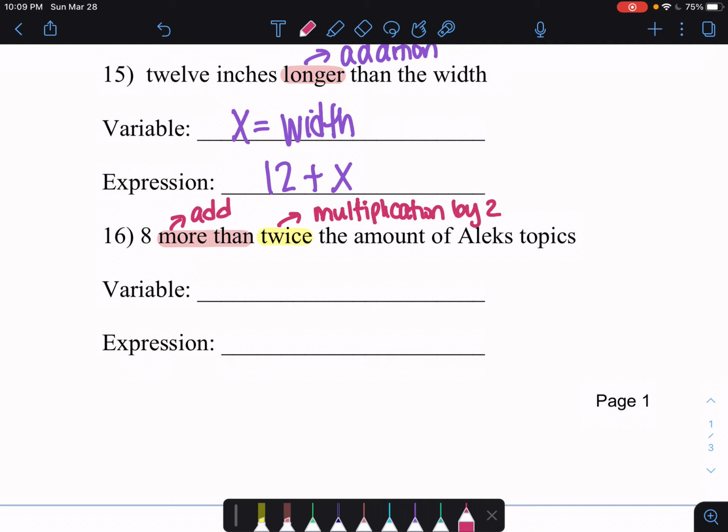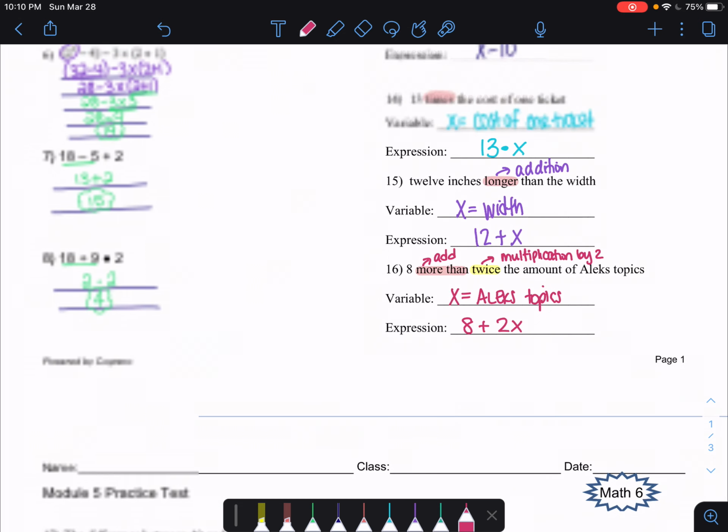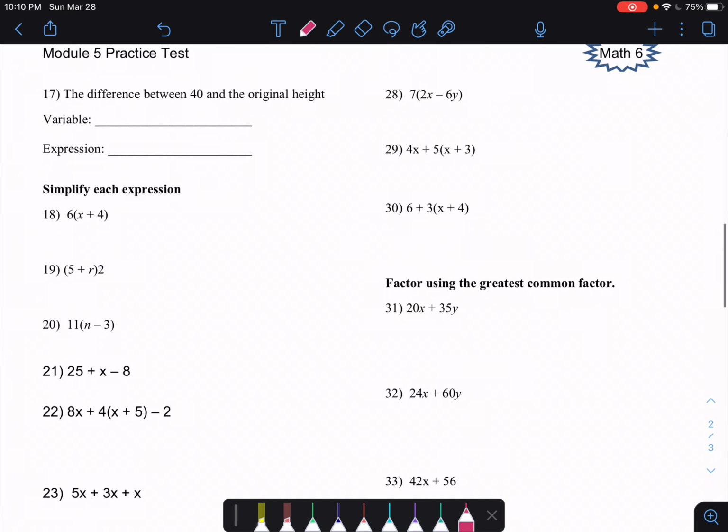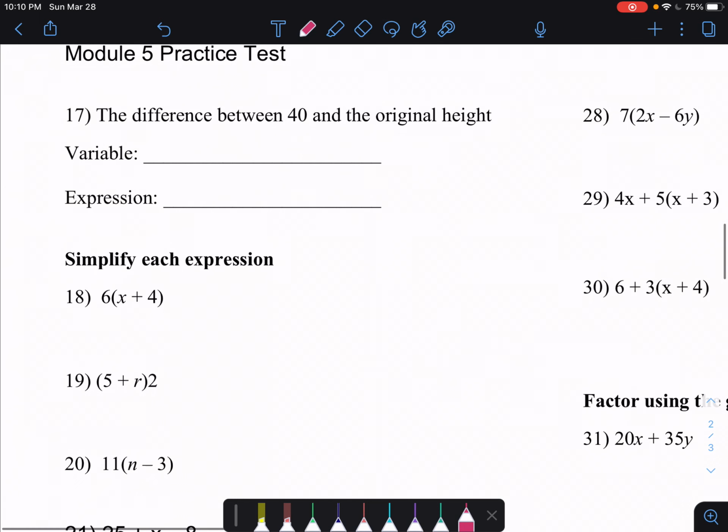And then it says twice the amount of Alex topics. So x is going to be Alex topics. So 8 more than twice the number of Alex topics. Okay, that's the front side. So we're going to work our way into the back side. There's one more writing expression over here.